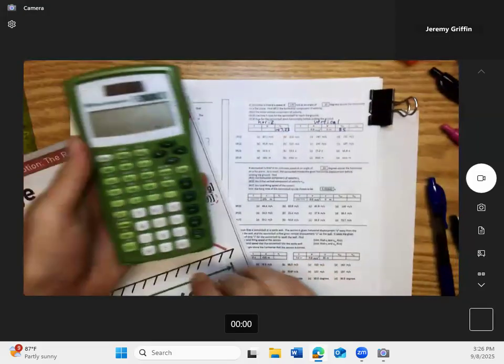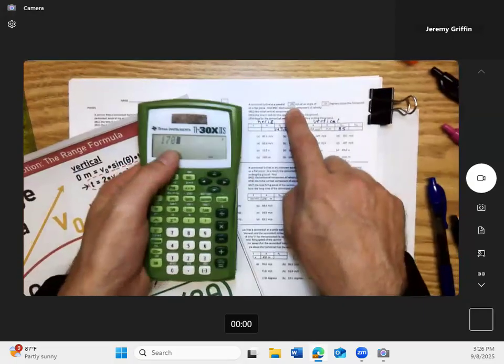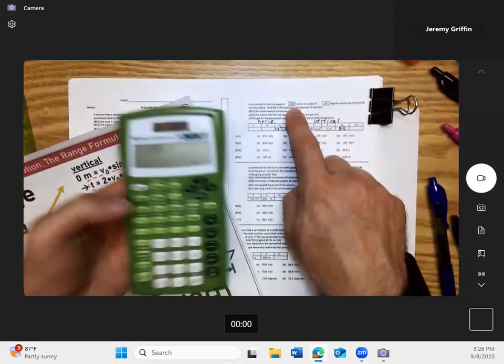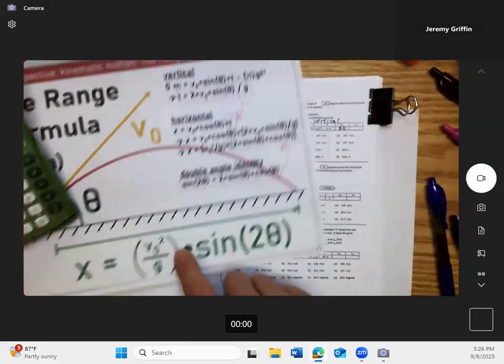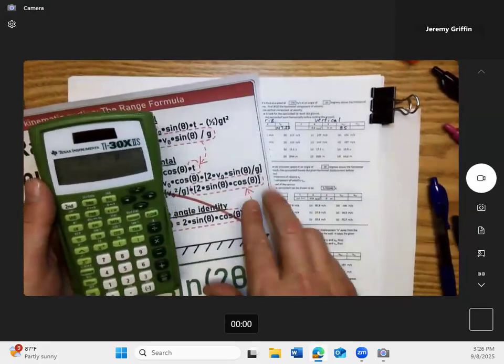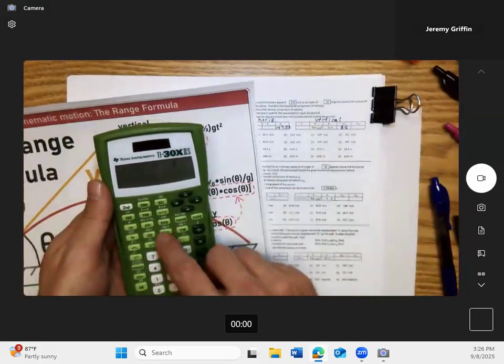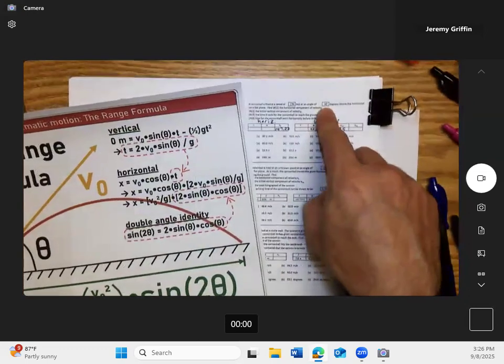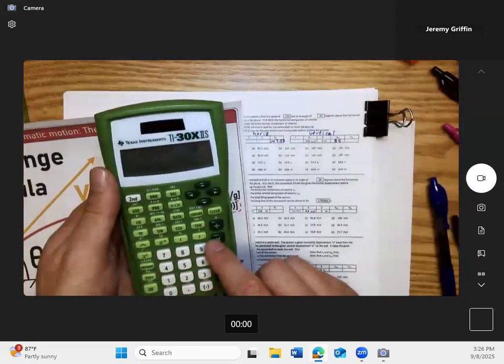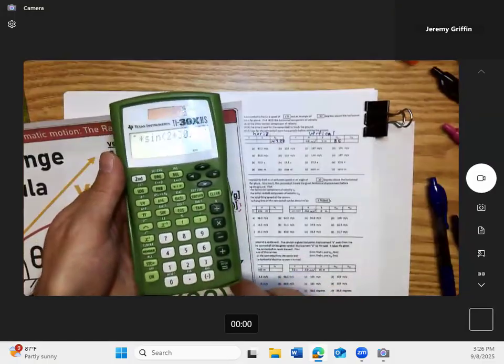So I'm going to take the blast speed. My blast speed was 170 meters per second. I'm going to square that. I'm going to divide by the gravity field, which is 9.8 meters per second squared. Okay. Then multiply by sine of 2 times the angle. Now my angle was 30 degrees, so I'll do 2 times 30 degrees. Right? You guys get that?